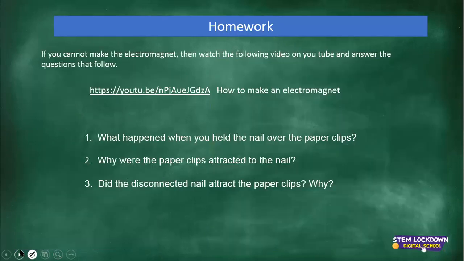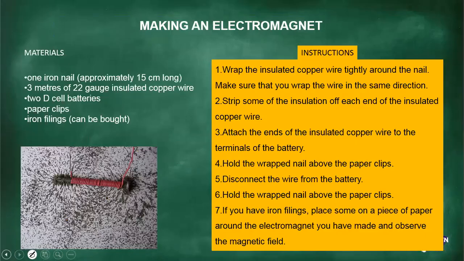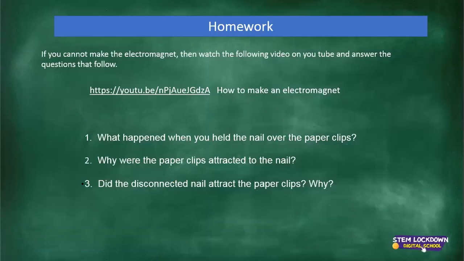So you have homework. Your homework is that you can make an electromagnet. But if you can't make an electromagnet, for example, if you don't have iron filings, or paper clips, or 3 meters of copper wire to play around with, then you can watch this YouTube video, how to make an electromagnet. So you can copy this. Cameras off, please. You can copy this address down.